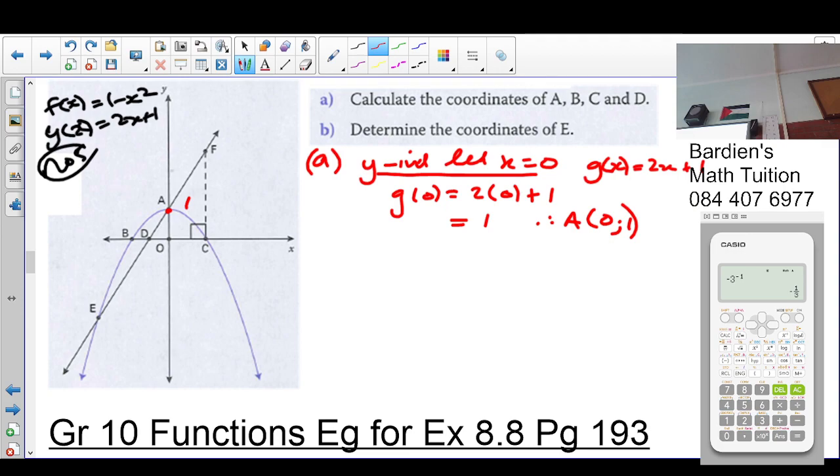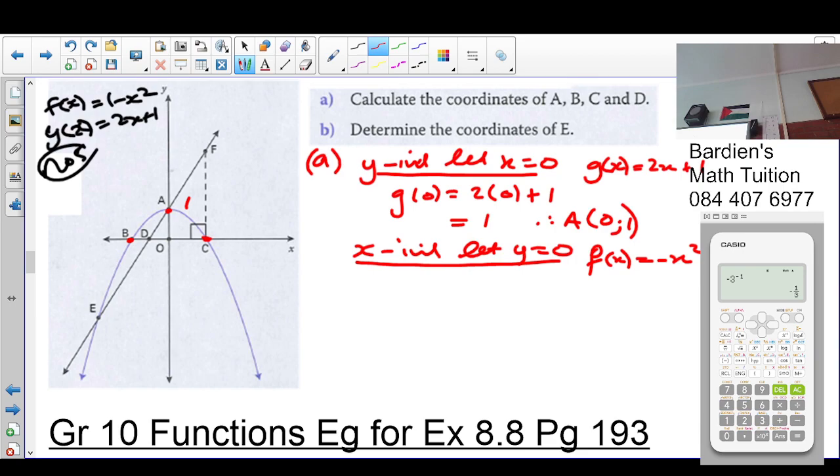Okay. Let's look at B. What is B and C? They are the x-intercepts of what? The parabola. So let y equal to 0. And the equation of the parabola is f of x is equal to minus x squared plus 1, or 1 minus x squared is the same thing.